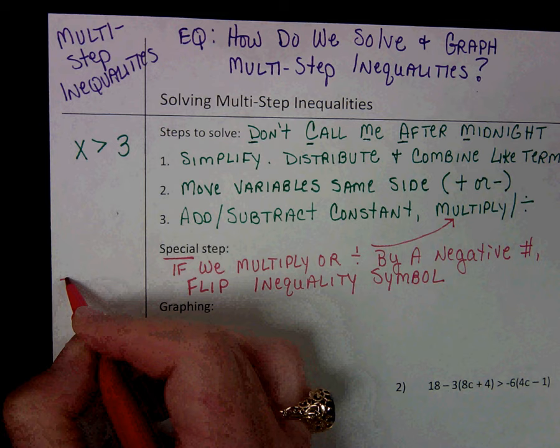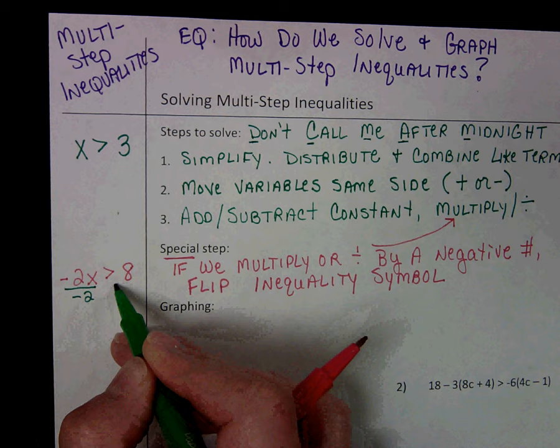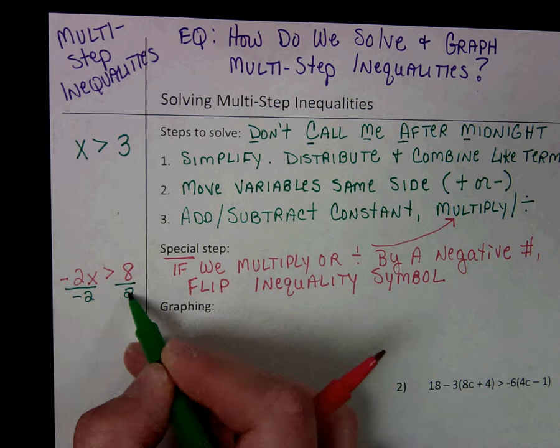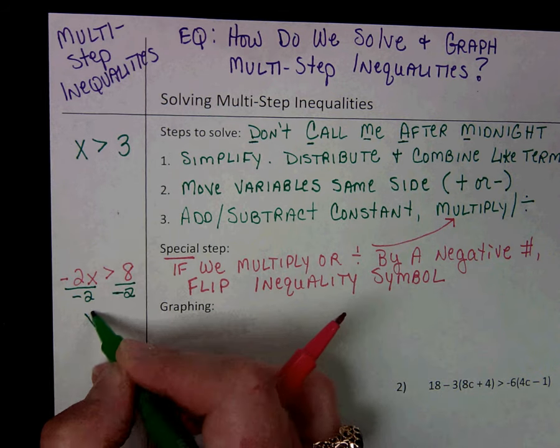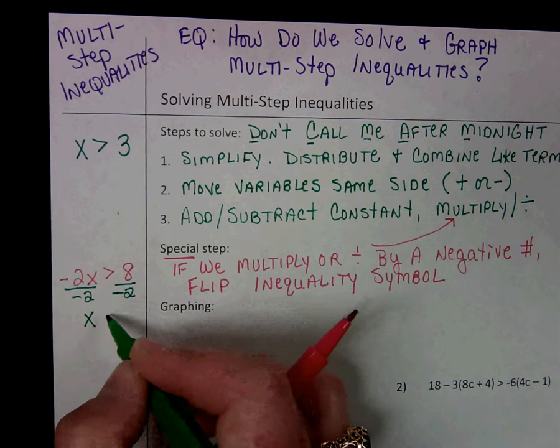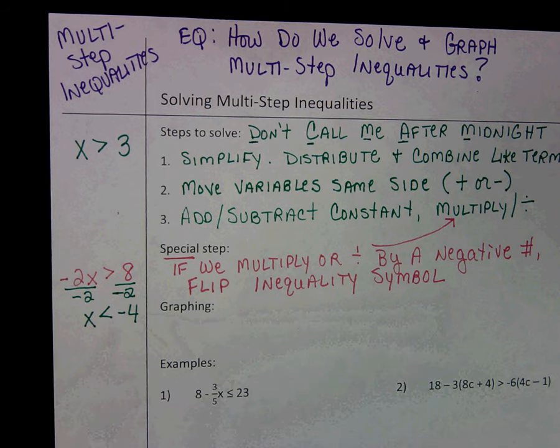Okay? Let's look at an example of that to the side. If I say negative 2x is greater than 8, to solve that inequality we would simply divide by negative 2. Well, we're dividing by a negative, so our special rule says we have to flip our inequality symbol. And so instead of being x is greater than negative 4, it's actually x is less than negative 4.